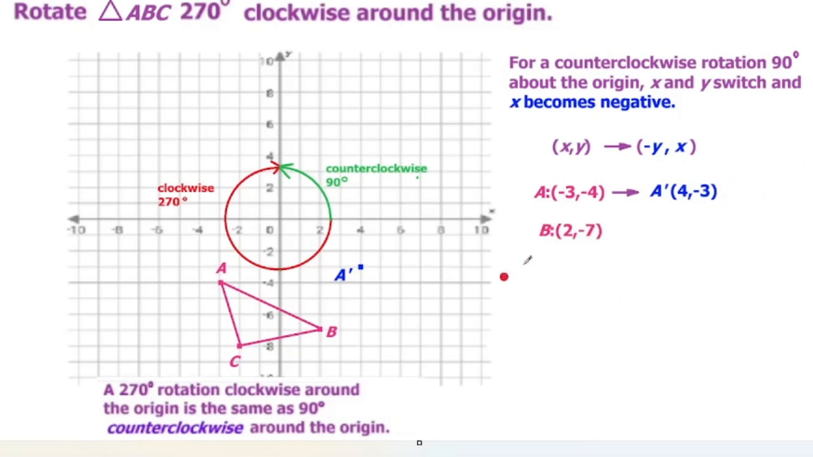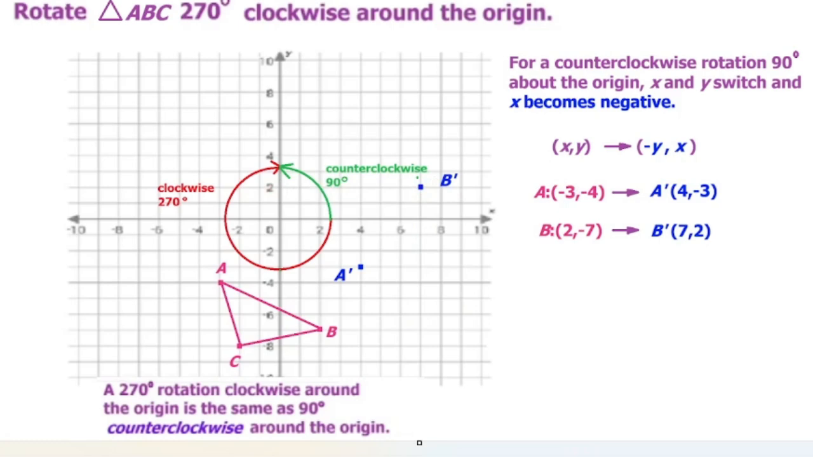So now we have B, which is point 2, -7. So B is at 2, -7. Okay? So now if we apply that formula, we switch these two, and then we apply a negative to the y, so a negative of a negative becomes positive. So it's 7, 2. So B is over here, 7 and 2.